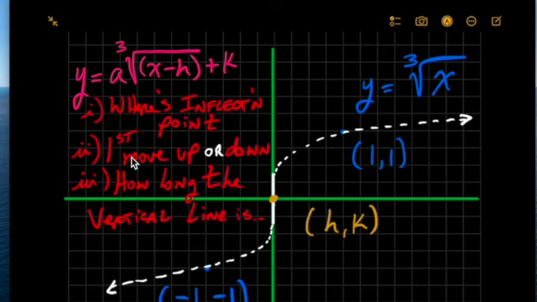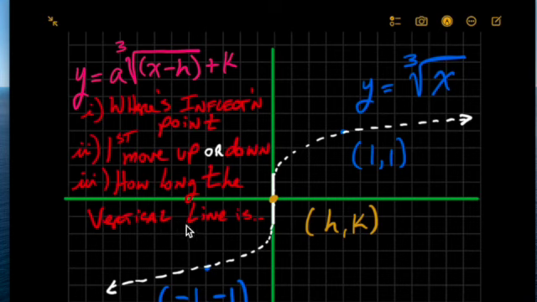The second thing is whether the first move, as you move from the inflection point left to right, is up, as is shown here, or whether it's down. It will be flipped. It will be down if this a value out front was negative. Here there's a hidden positive 1, so the first move is up.